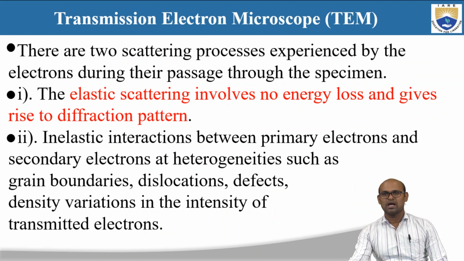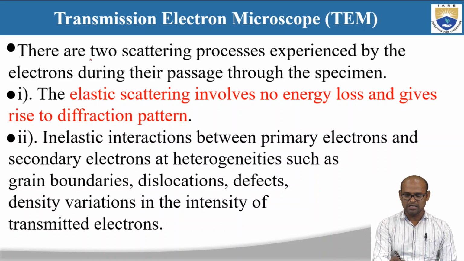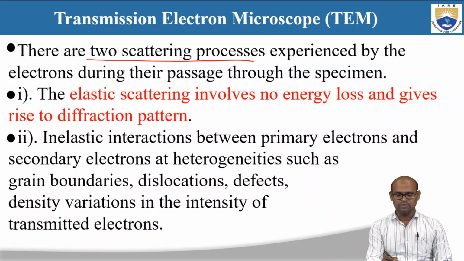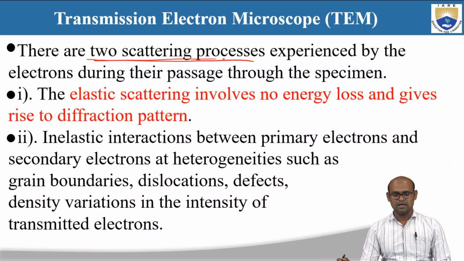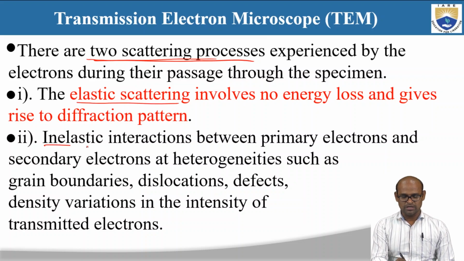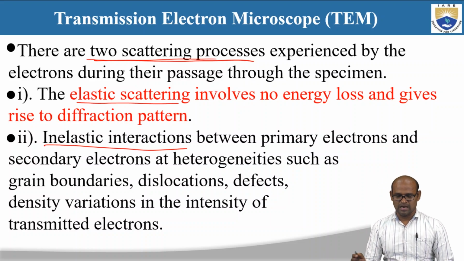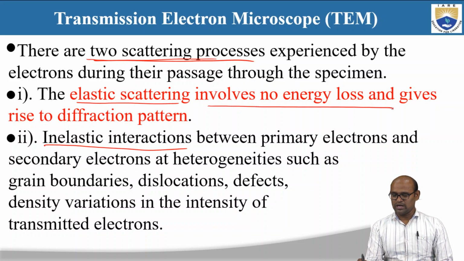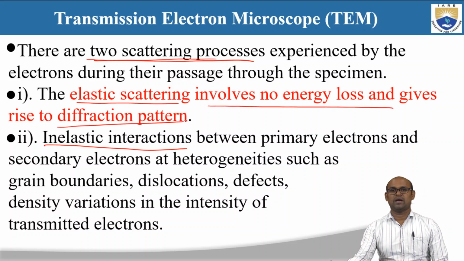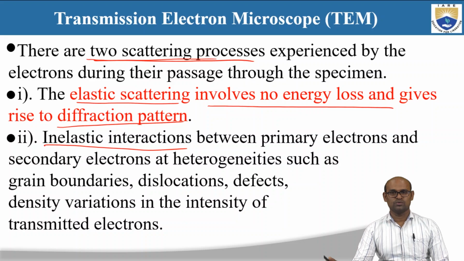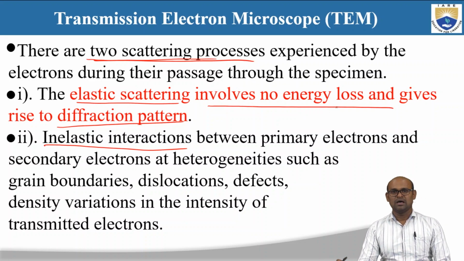Basically, there are two scattering processes experienced by the electrons during their passage through the specimen. When we send or accelerate these electrons onto the specimen, two kinds of scattering can occur. First one is elastic scattering and the second one is inelastic scattering. Elastic scattering involves no energy loss and gives rise to the diffraction pattern that we have discussed in the earlier slide.